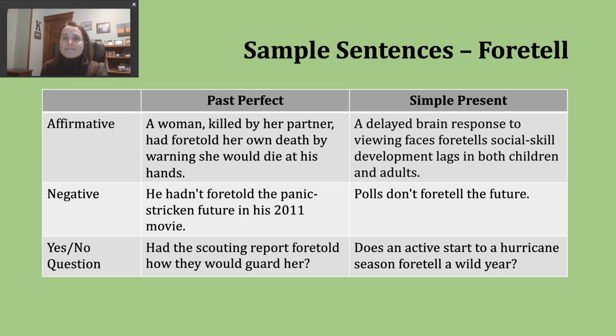she was correct. Now, if you want to make a negative past perfect sentence, again, start with your subject, use had not, and then the participle form of the verb. You might also see the contraction hadn't. Here's another example. He hadn't foretold the panic-stricken future in his 2011 movie.